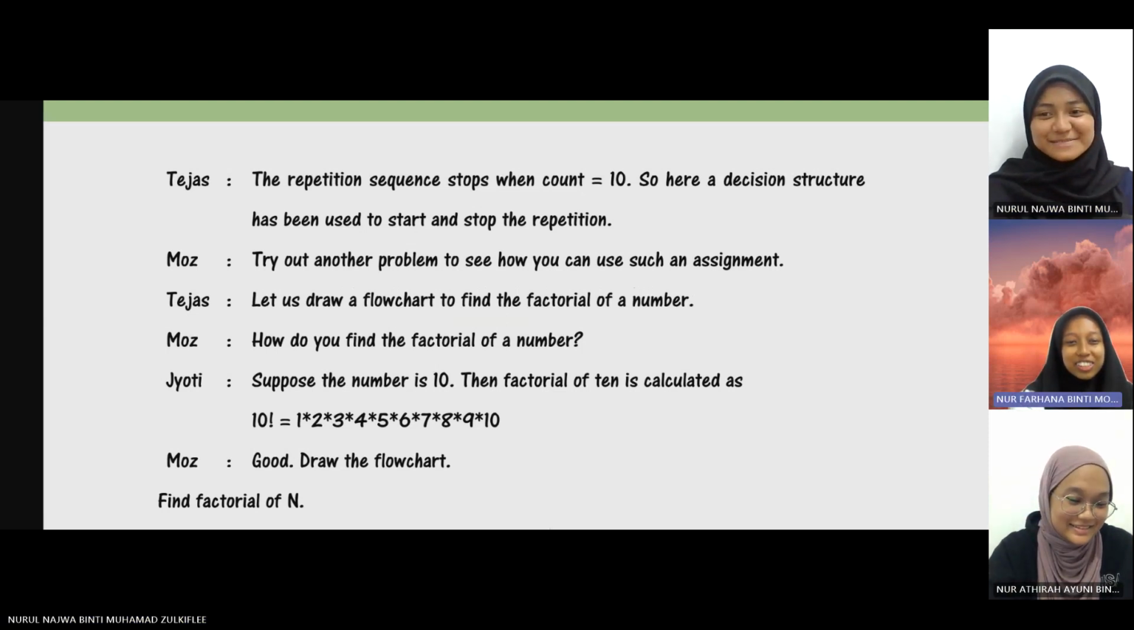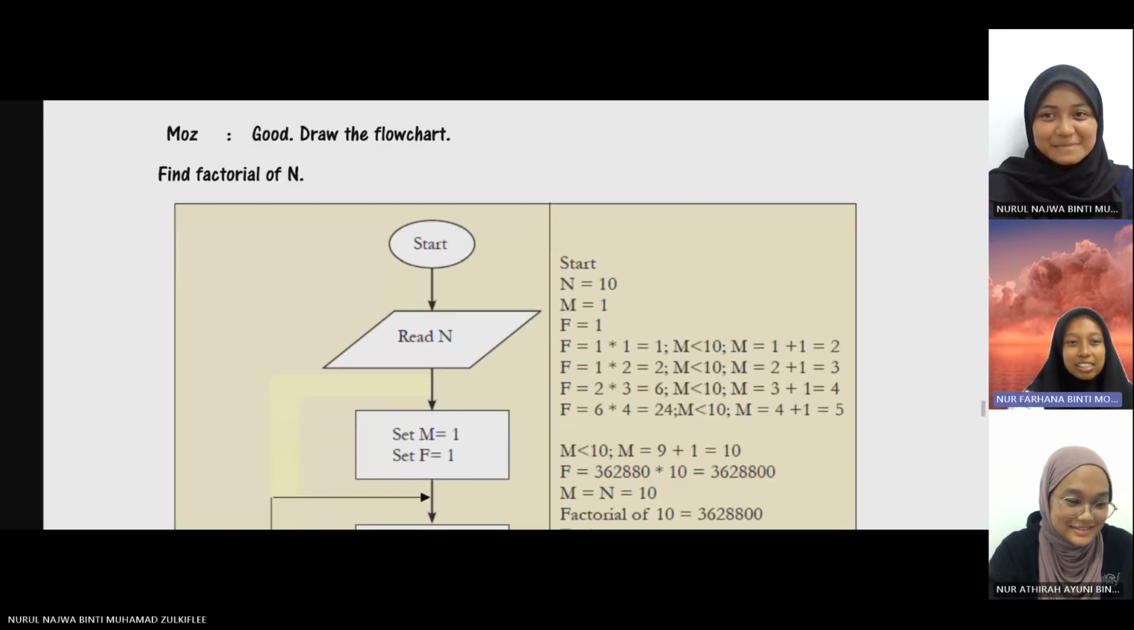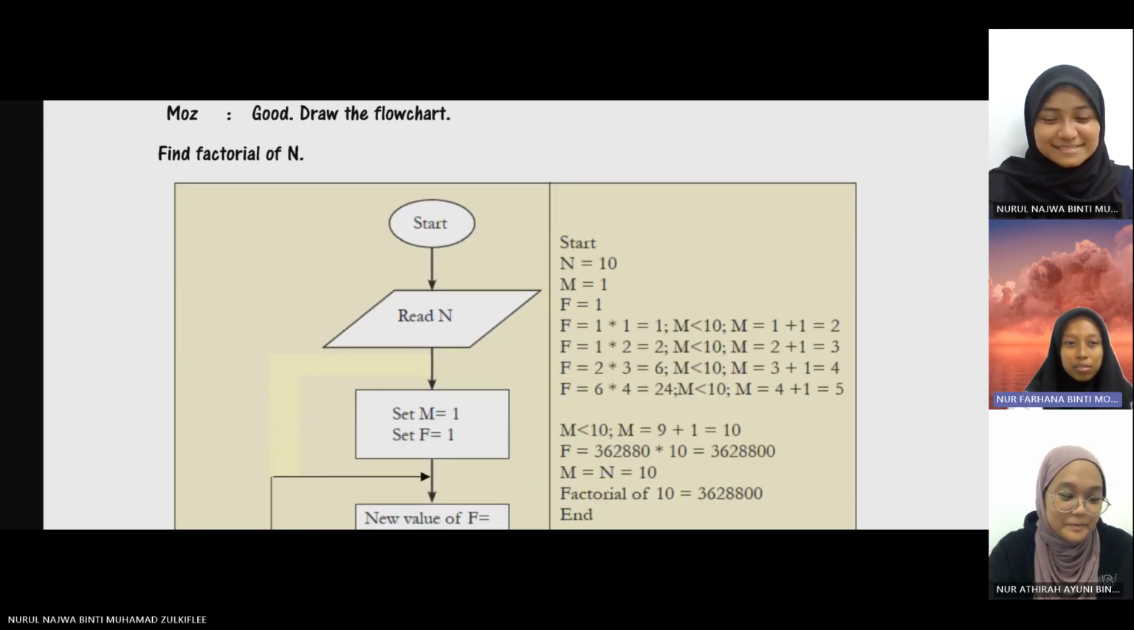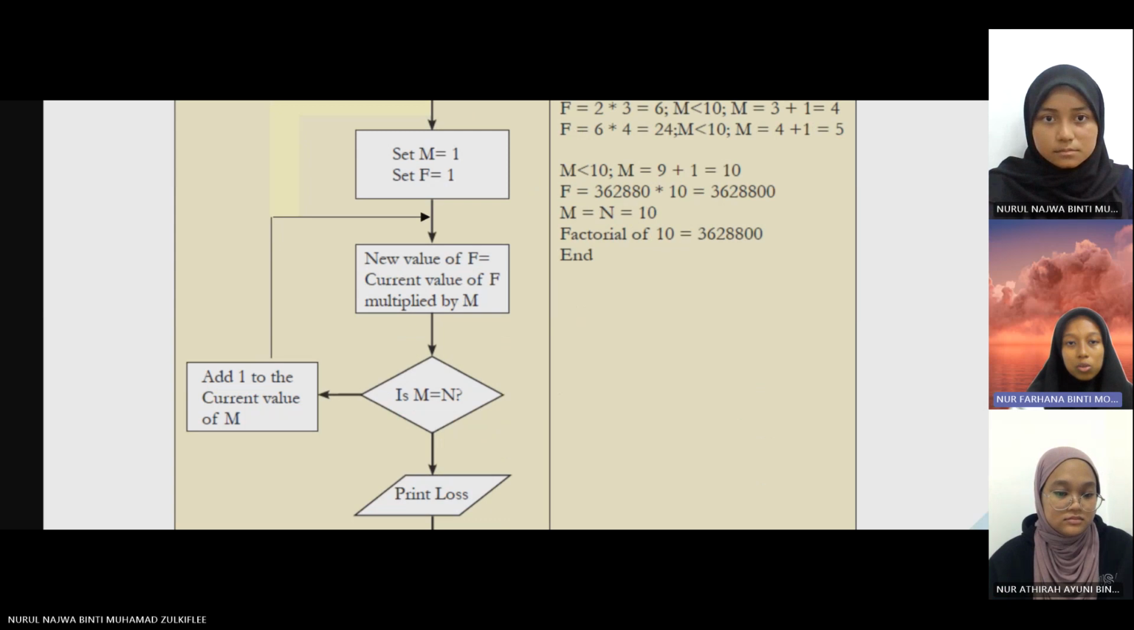Good. Draw the flowchart. This is the example to find the factorial of n. Like usual, we have to insert the terminal and the input is start. And then we have data, the input is read n. And then we go to process, the input is set m equal to 1 and set f equal to 1. And then we go to process also, but the input is new value of f equal to current value of f multiplied by m.